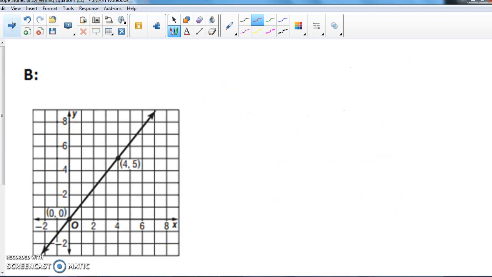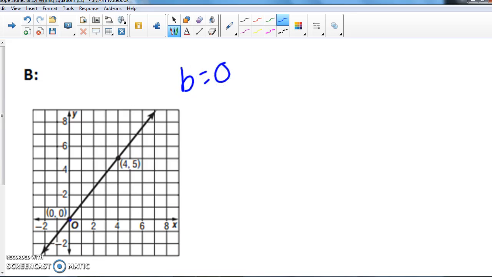Okay, very similar with B. Again, I'm looking for two key components, slope and y-intercept. It truly doesn't matter the order that you find those two things. I tend to find y-intercept first, but that is up to you. So y-intercept first is where we cross the y-axis, so that's definitely down here. My y-intercept or my b value is at 0.